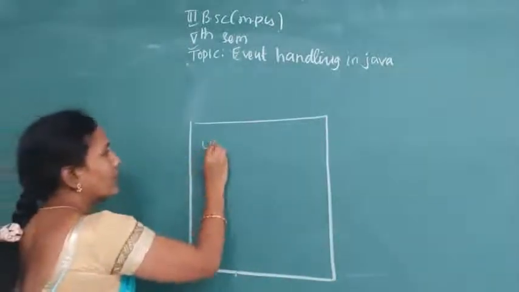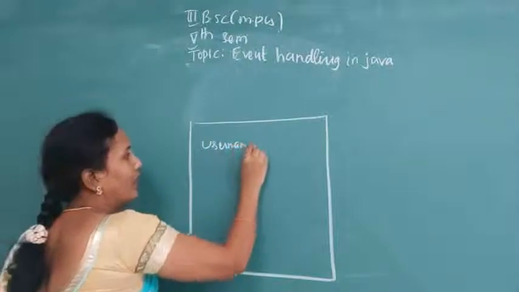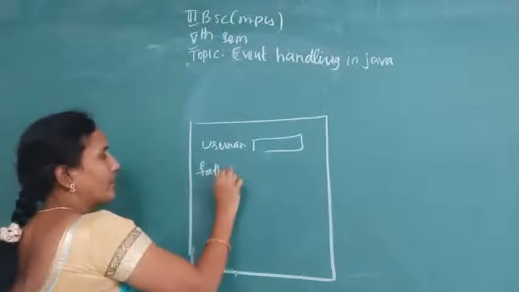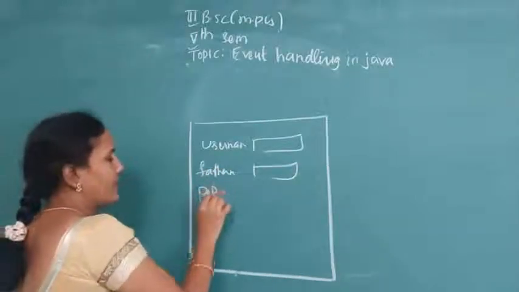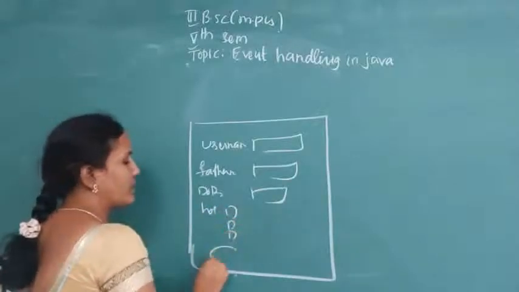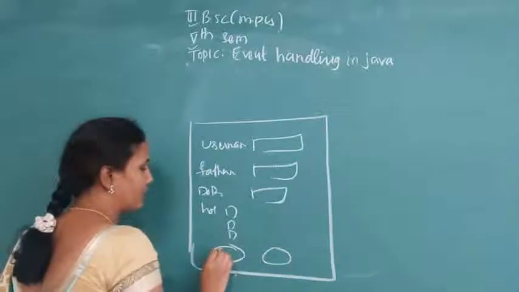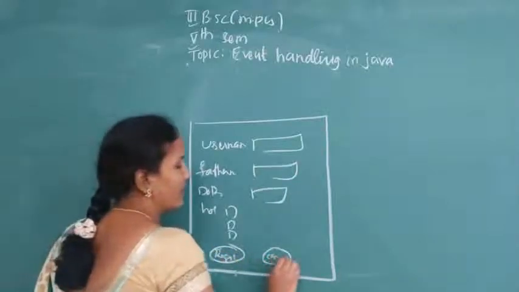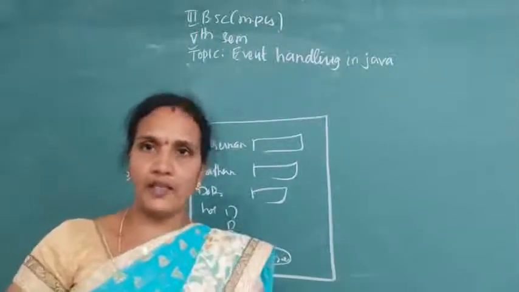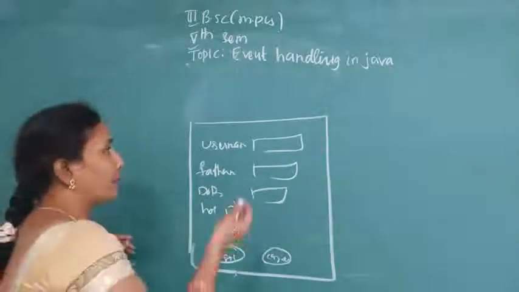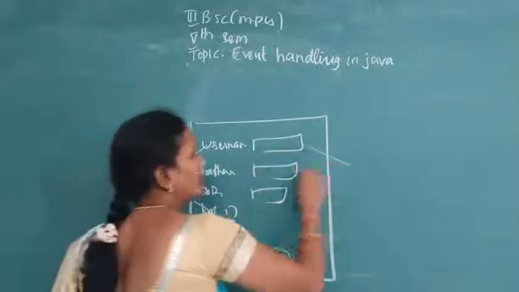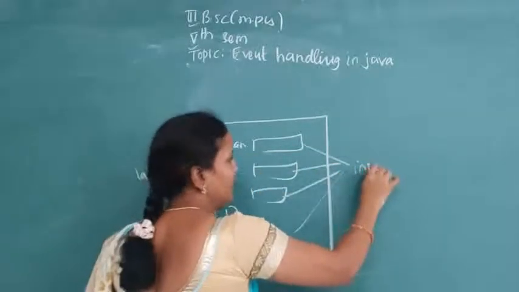Here you have a username and a password or a father name. Next example, date of birth, hobbies. Next, submit or cancel, or register and cancel. Actually, this is called a form, where the user fills the data. And these are called labels, and these are called different input fields.